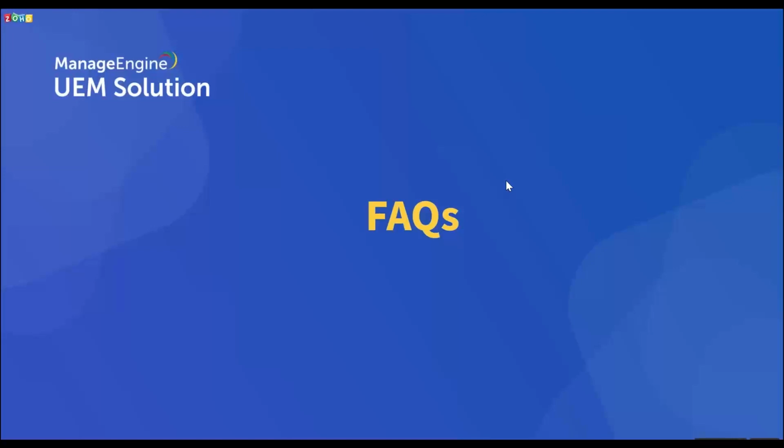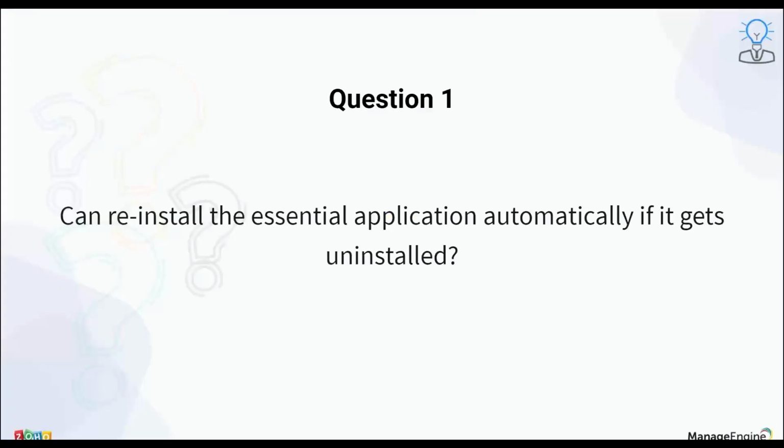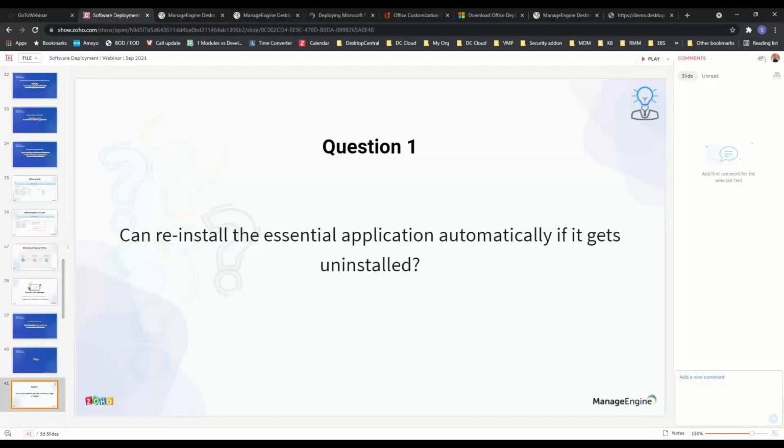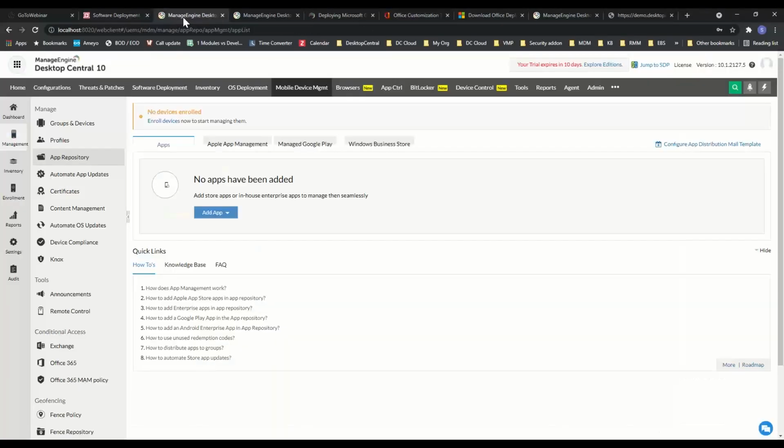Now we'll see some frequently asked questions. Most are scenario based, and these are some of the common scenarios that we face as support technicians on a daily basis, right? So all of them are related to software deployment. So the first question is, can I reinstall the essential application automatically if it gets uninstalled? This is commonly asked to us because we are mostly in work from home scenarios, and the users tend to uninstall some important applications, which we don't want to happen. So how to prevent this, and if they uninstall it, how to reinstall it automatically?